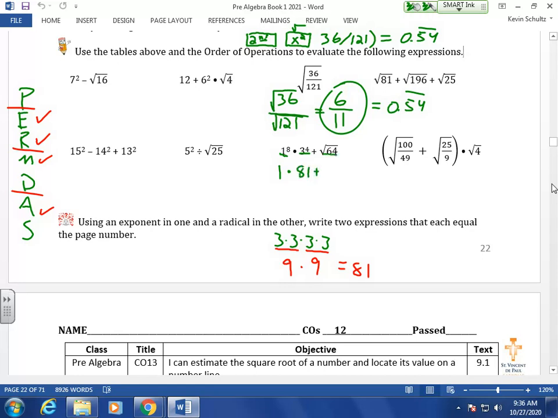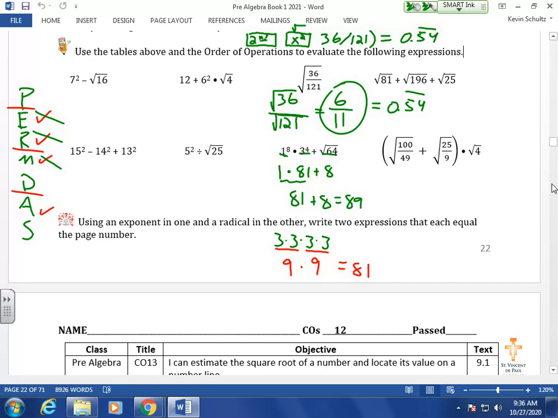Now we're adding to that the root of 64. Root of 64 is 8. And so our expression becomes 1 times 81 plus 8. We've taken care of all the exponents and the roots first. Now we go to the next level. We've got multiplication and addition. We multiply next. 1 times 81 is 81. And now we can go to the adding, and we get 89.